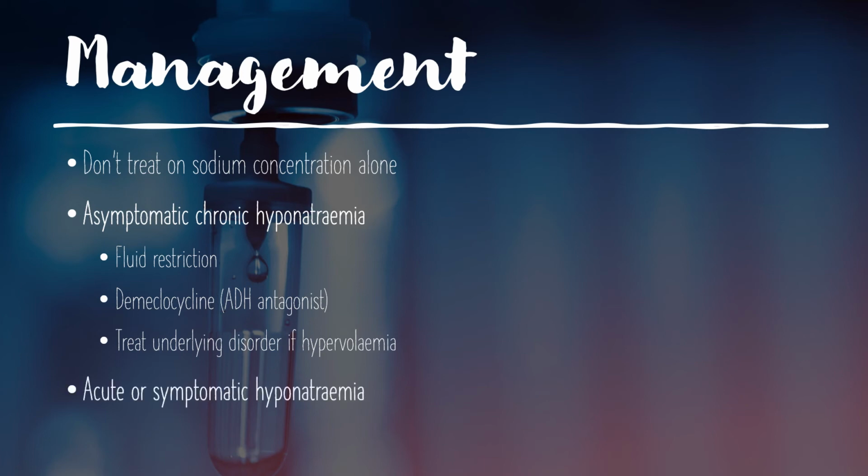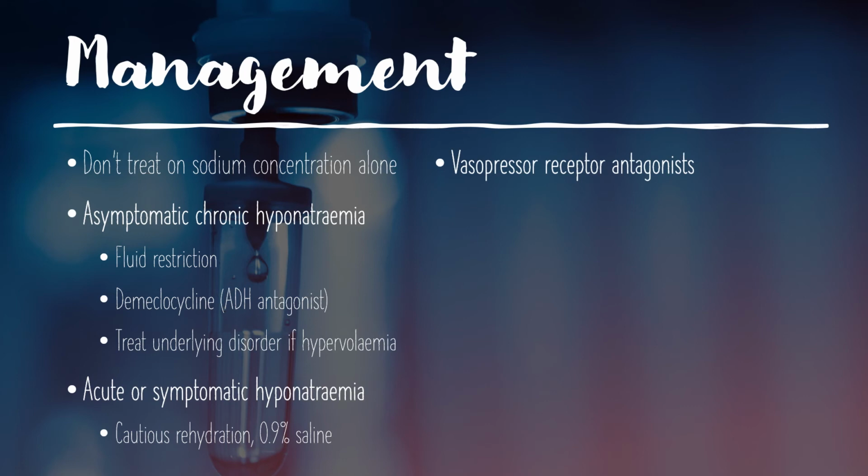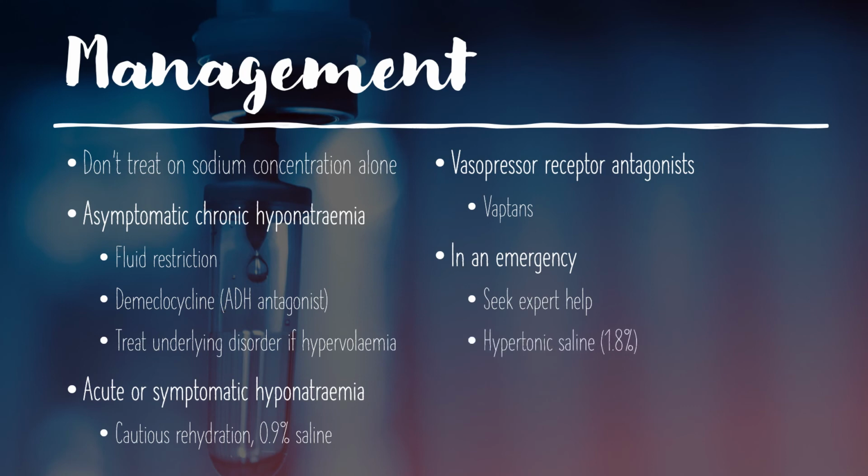If the patient is symptomatic or the hyponatremia came on particularly suddenly, you give cautious rehydration with 0.9% saline. Otherwise, a phenomenon called central pontine myelinolysis can occur, which is due to this really rapid correction of sodium and causes, as per the name, pontine demyelination. Then you can give vasopressin receptor antagonists like Vaptans, and this is in order to promote water excretion without electrolyte loss. And lastly, in an emergency, you should get expert help and treat with a hypertonic saline, possibly with furosemide.